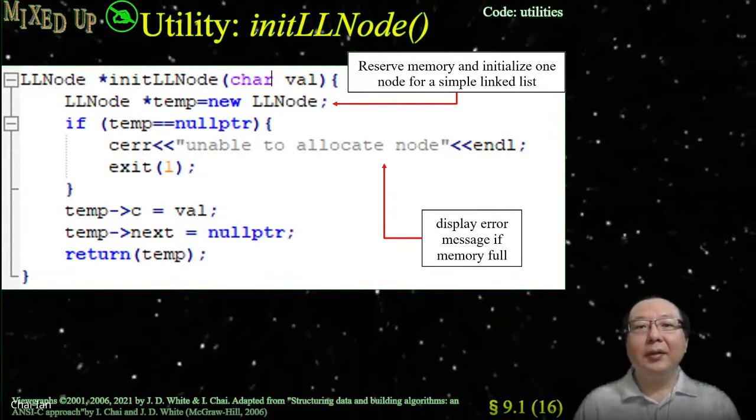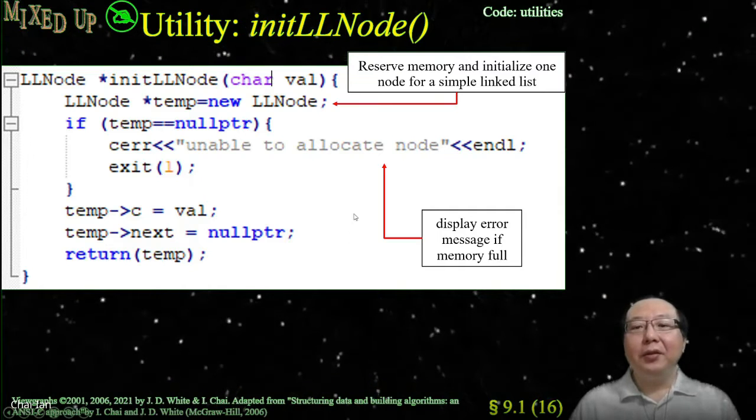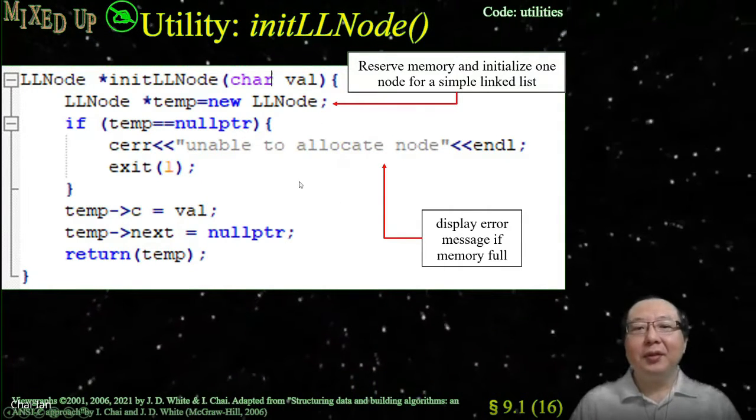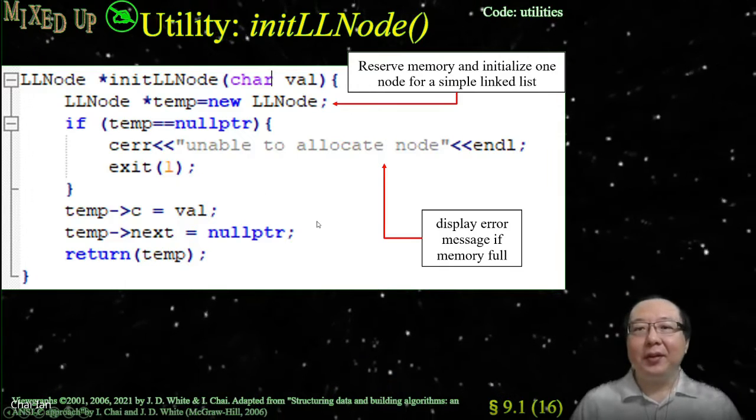So then init LL node is the same old init LL node that you're familiar with from linked lists.